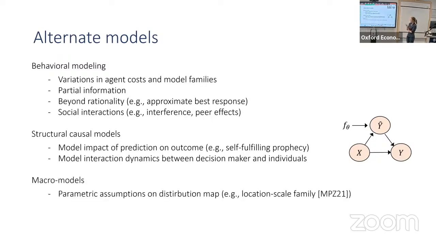You could also go about just macro level modeling of the distribution map. Just say it's a Gaussian where the mean shifts with the prediction. This is just a list to show that there are very interesting connections here to modeling at different levels. Yeah, so once you have these assumptions, you can do a lot of mappings.